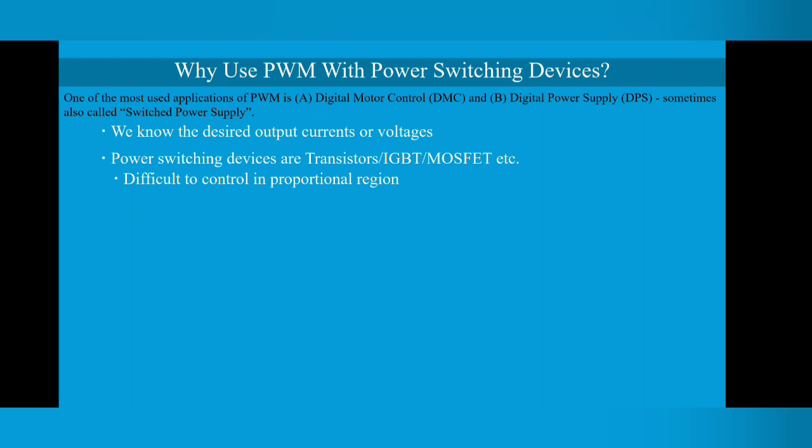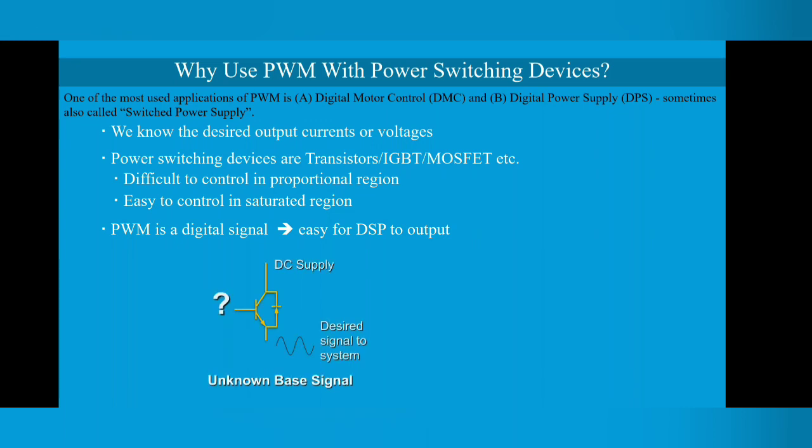or linear region. So that's why what we are going to do is use the IGBT and transistor in the saturation and the cutoff region. It is very easy to control your transistor in the saturation and the cutoff region. And the PWM is a digital signal, and it is very easy to control using a DSP.